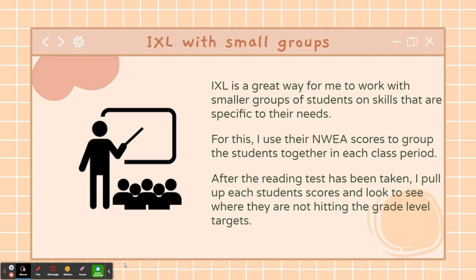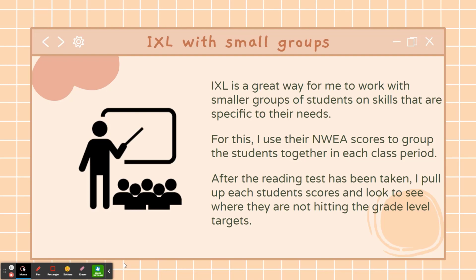For me, when I'm ready to use IXL with my small groups, I first need to have their NWEA scores. I wait until after the first round of NWEA scores, and I look at those scores and I group the students together for each class period. This year we only took the reading test, so that was the only test that I used as my initial data. Sometimes, most times, I will use both the reading and the language depending on what skill I want my class as a whole to be working on.